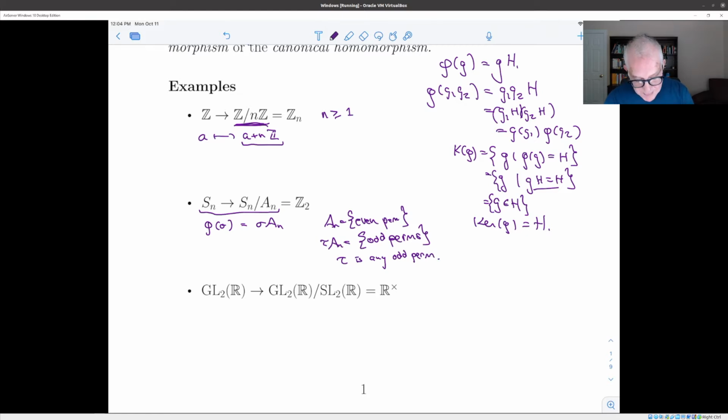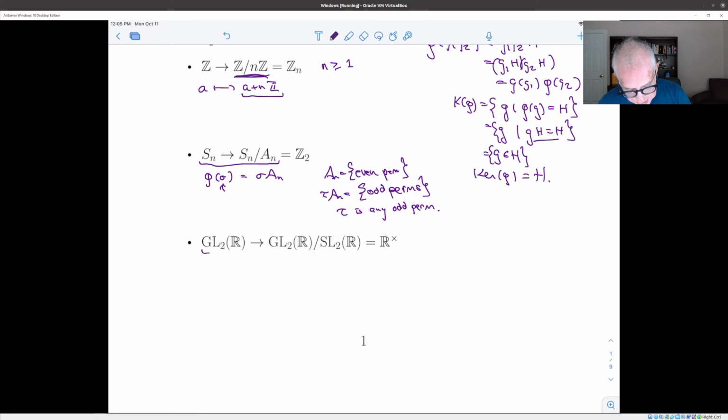So this map, the natural map, takes an element, a permutation, to either the identity coset, which means it's even, or the non-identity coset of An, which means it's odd. And so this map is really the one we looked at before. If we identify the coset An with 0 in Z2, and the coset that's not An with 1 in Z2, then the natural homomorphism is the one that takes an even permutation to 0 and an odd permutation to 1.